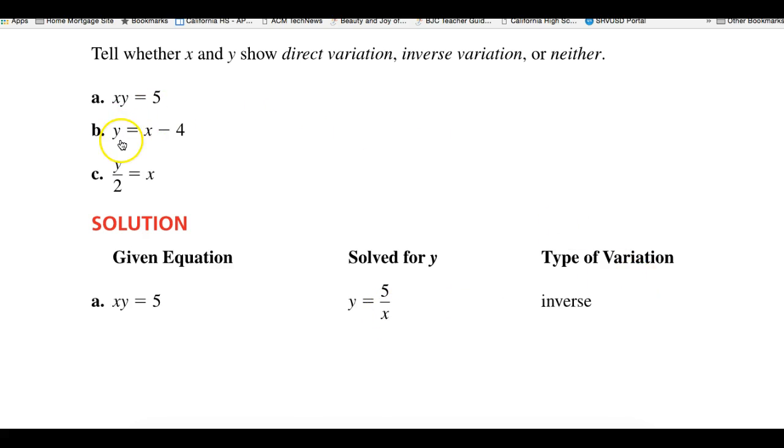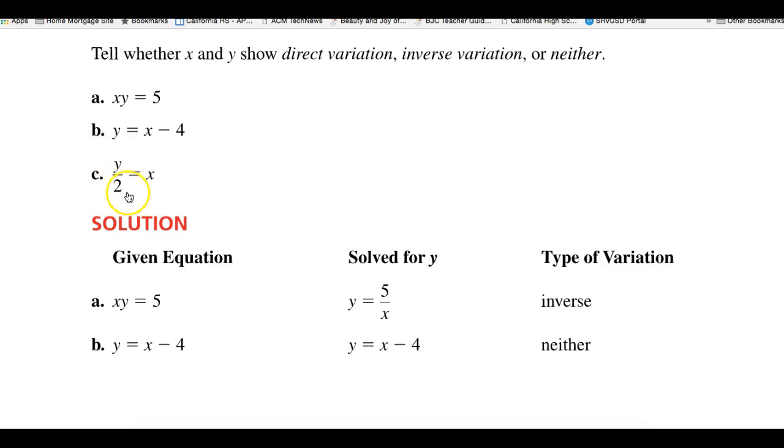Okay, let's look at our second, y equals x minus 4. Now that's our given equation. In this case, we're already solved for y. Remember, solving for y is just isolating y. So we've got y equals x minus 4. Now that doesn't follow our inverse variation pattern or our direct variation. So that would be neither.